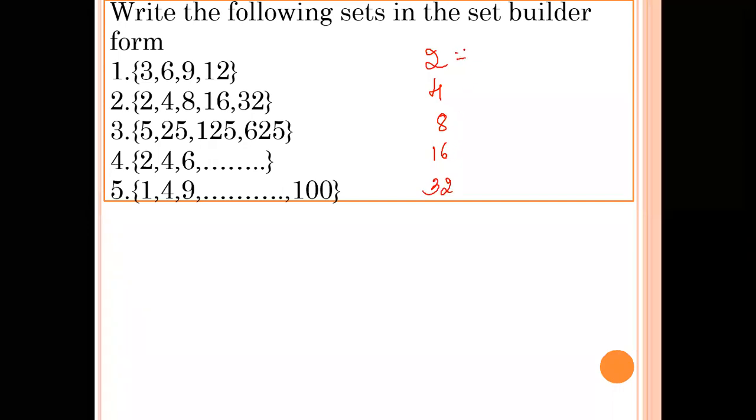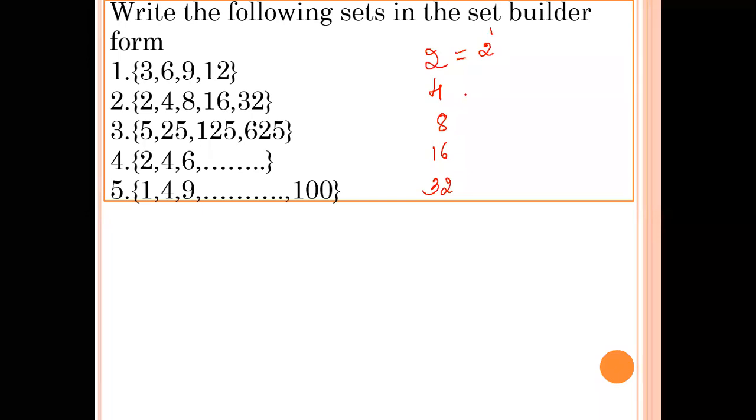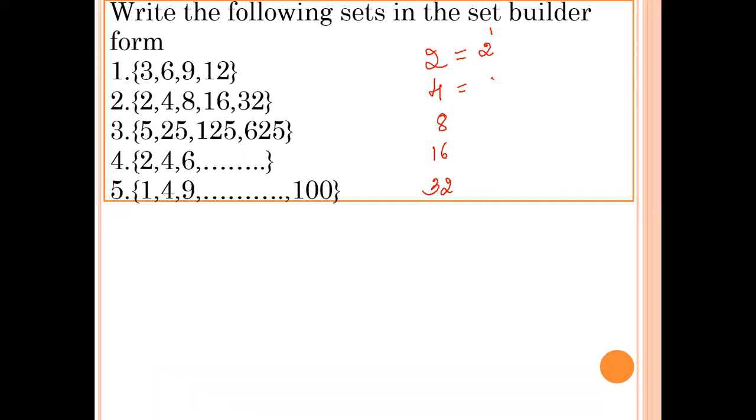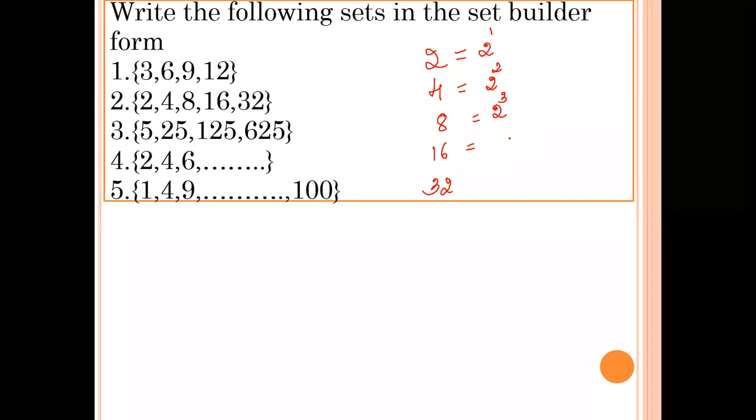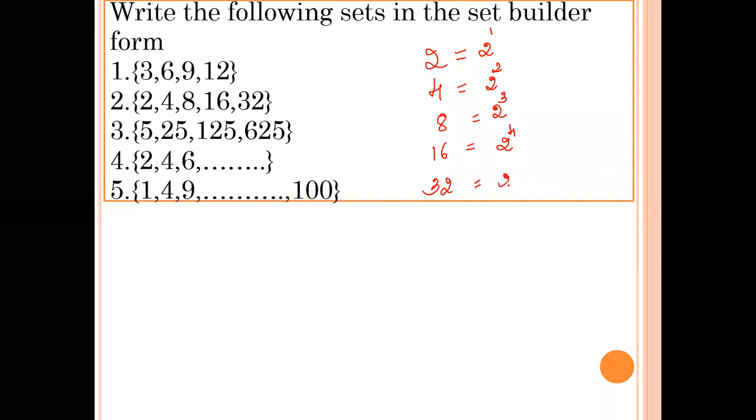So what is this? Can I write it as 2 to the power 1? 2 can be written as 2 to the power 1. How can I write 4? Can I write 4 as 2 to the power 2? Correct? 2 square is 4. How can I write 8? 2 cube. How can I write 16? 2 to the power 4. Correct? How can I write 32? 2 to the power 5.